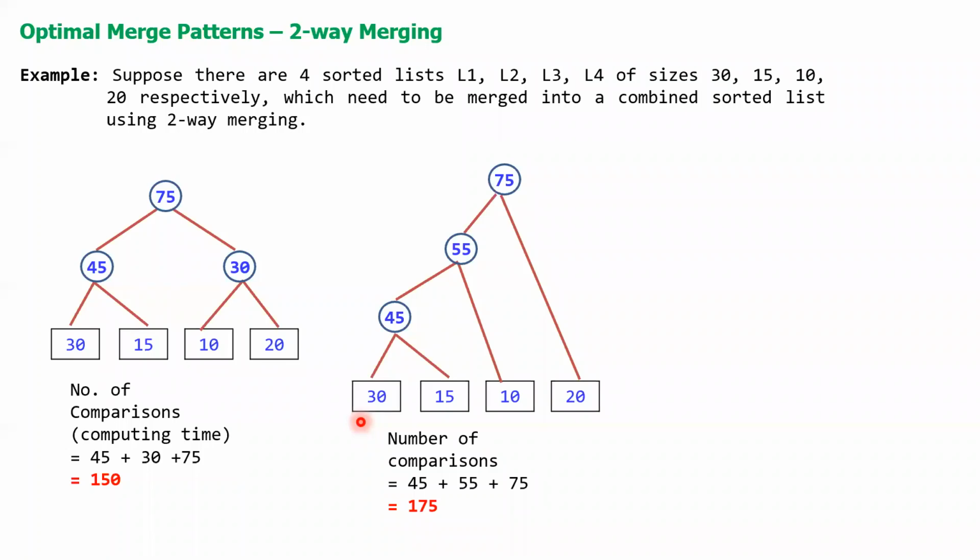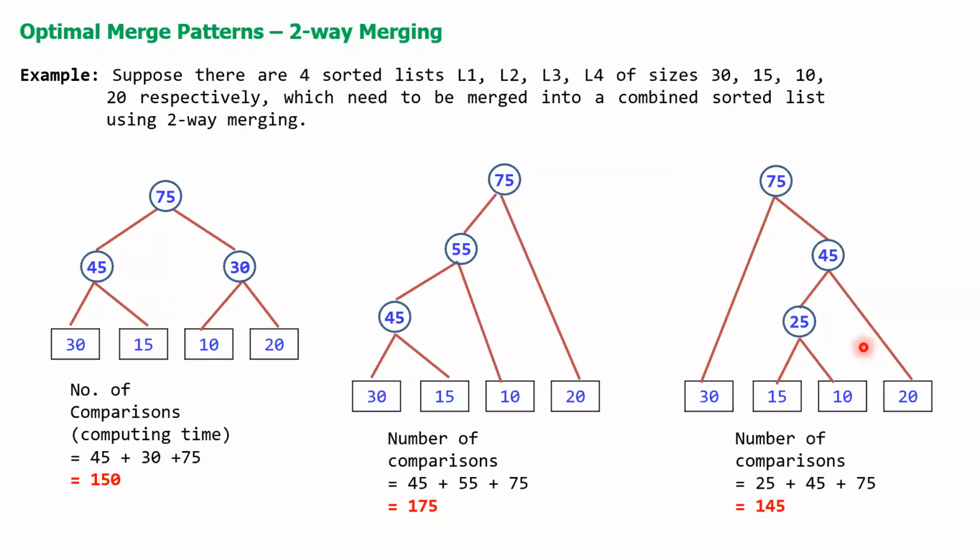I can have many such patterns. This is another merge pattern that I can go for. I have still the same 4 lists and I want to combine them into a single list. But now first I'm combining L1 and L2. Then I'm combining this result with L3. Then the result I'm merging with L4. And the time complexity is 175.